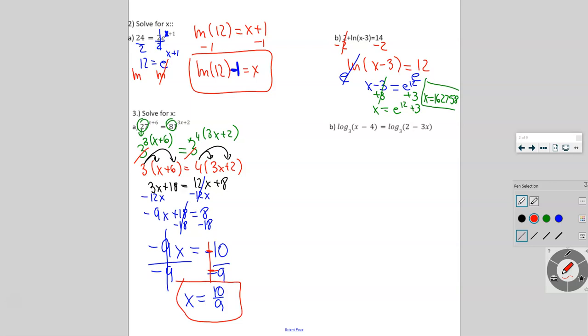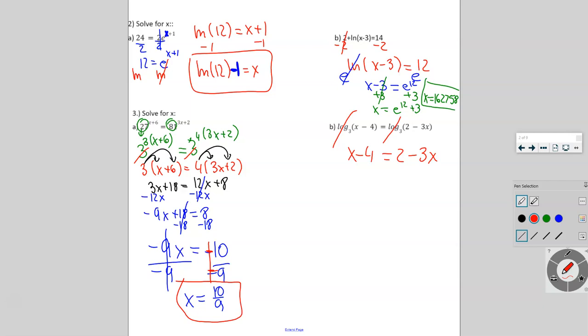Now here, for example, 3b, again, I have logs. Again, if they are logs of the same base, exactly the same on each side of the equal sign, and I don't have any additional stuff around it, these logs can cancel each other out according to the property. So what I have is the insides of the log: x minus 4 equals 2 minus 3x.